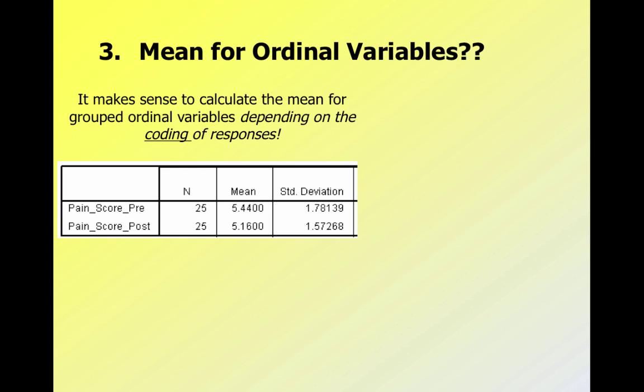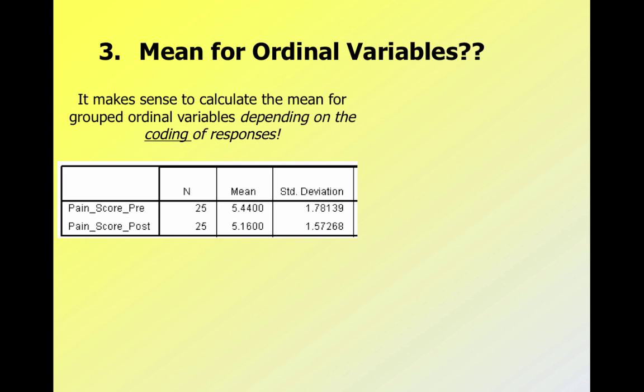In addition to that, we can even see and compare the pre and post, the before and after pain scores, and we can see that the Vicodin indeed reduced the pain on average by about 0.3 of a point, right? It went down from 5.44 down to 5.16. So there was a slight decrease in pain. So in this case, pain, which is an ordinal variable, scale from 0 to 10, we can make sense of and we can calculate and report the mean.